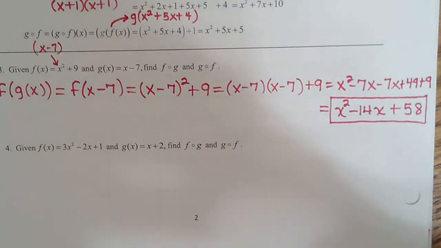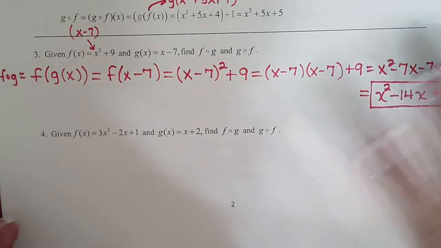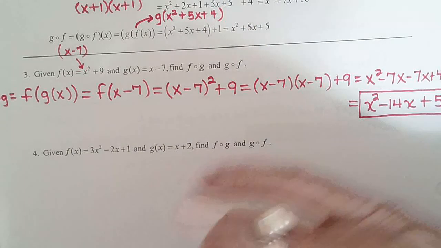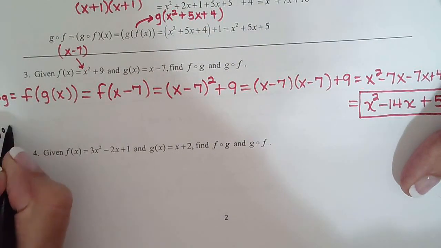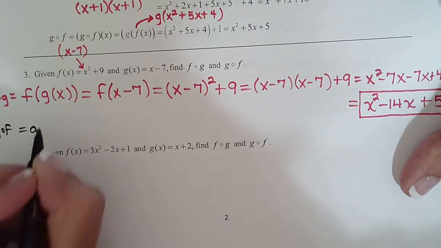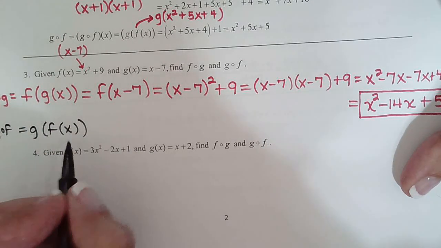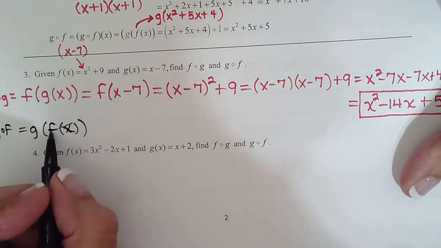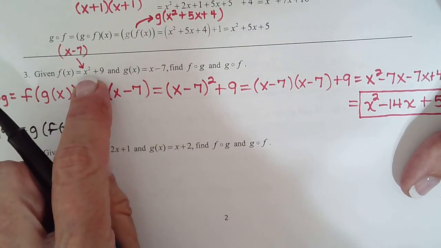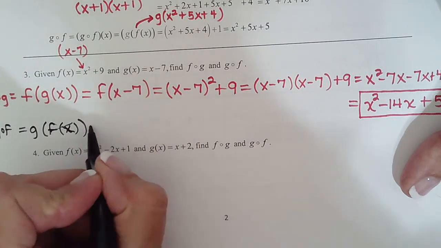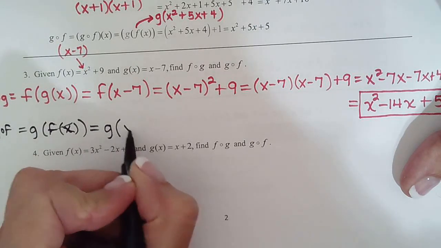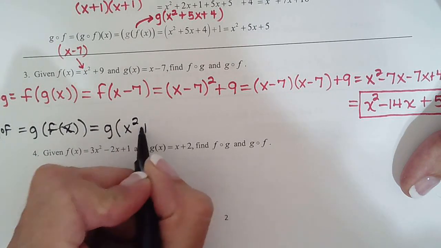Okay, so let's see if we can get that last one in. I don't know if we can, but we'll try. So it's g of f, which means g of f of x. So now we take f of x out and we replace it with what it is, x squared plus 9. So we're finding g of x squared plus 9.